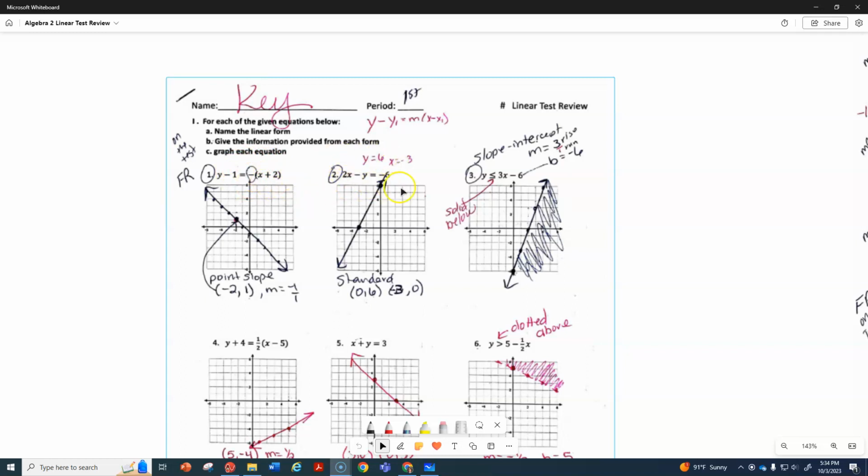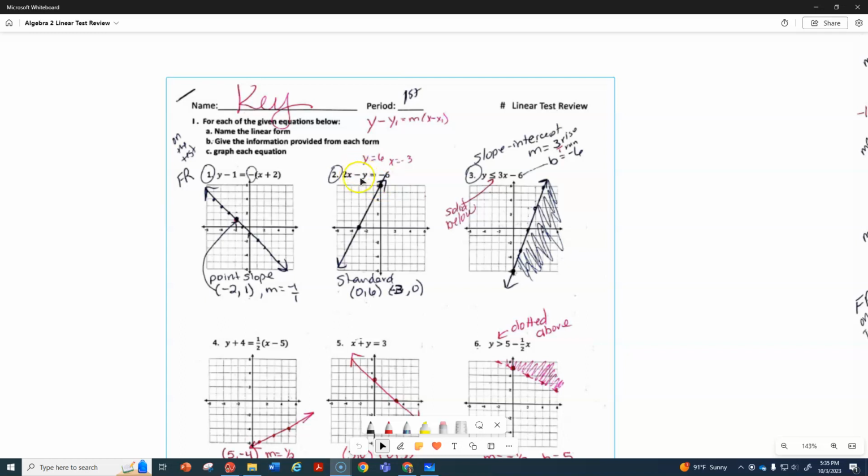When it's in standard form, you should be getting your X and Y intercepts. It should be as easy as cover up the X term. If you cover up the X term, you're left with -y equals -6. Divide both sides by -1, you get y equals 6. That means that you're going to cross your y-axis at 6. So I go to +6 on my y-axis and I put a dot.